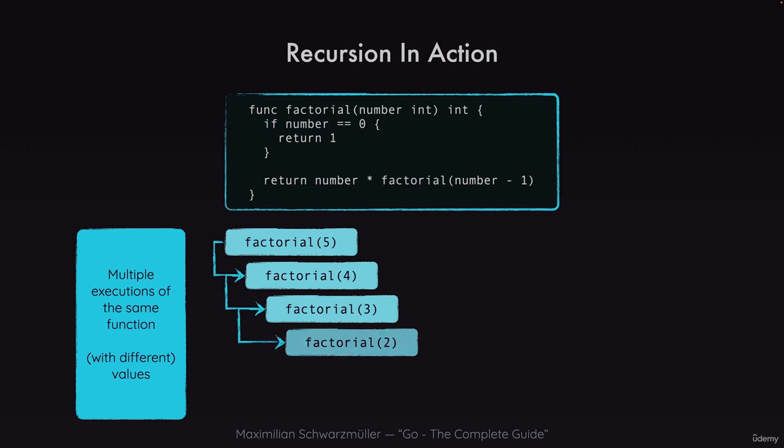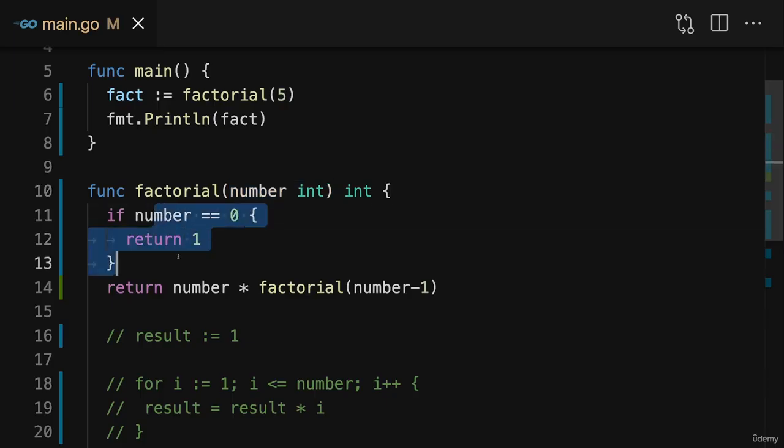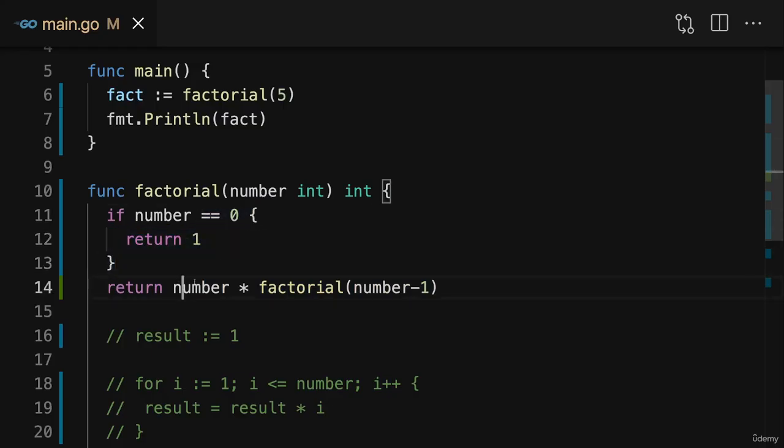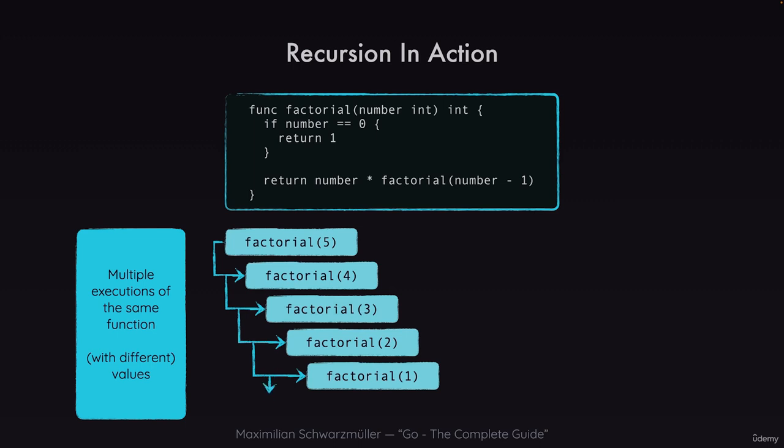So now in that case we again execute this, the number now is 2, it's still not 0, hence here we now have 2 times factorial of 1. Because number minus 1, if number is 2, yields 1. So again, we have another ongoing execution of factorial with number equal to 1, still not 0, so we execute this line again with 1 times factorial of 1 minus 1, which is 0. So again, that function starts.